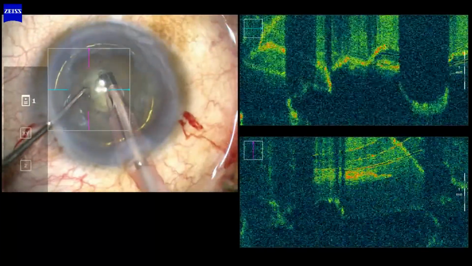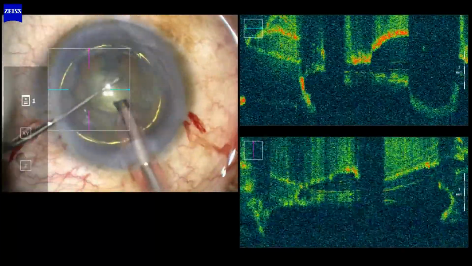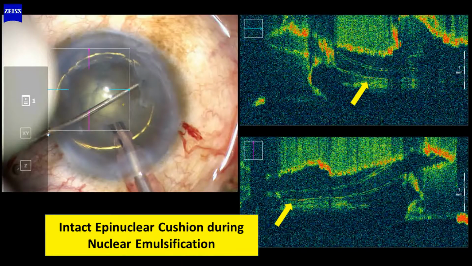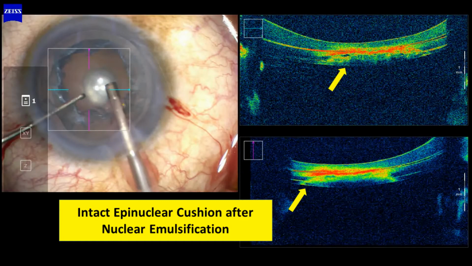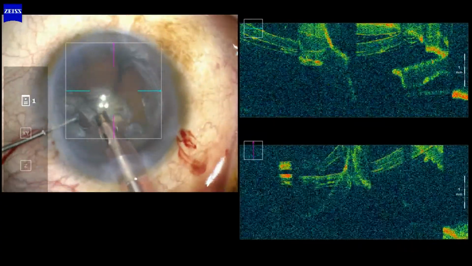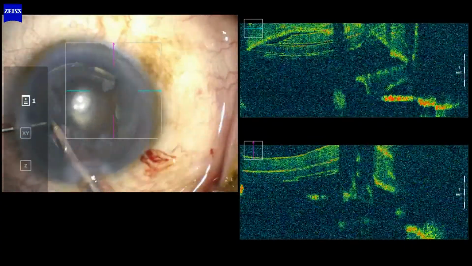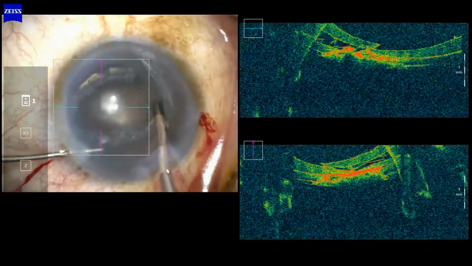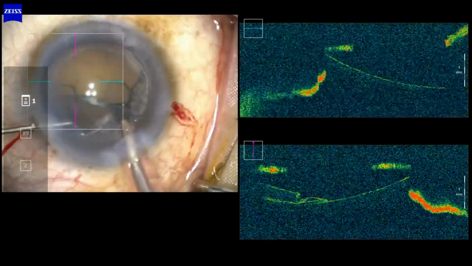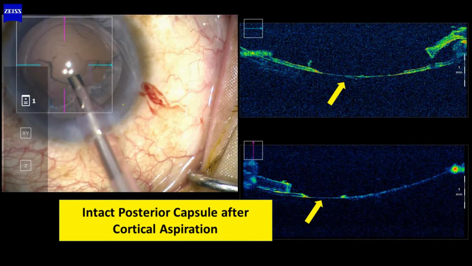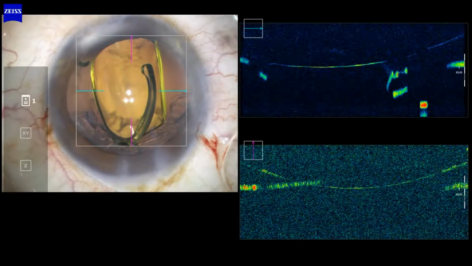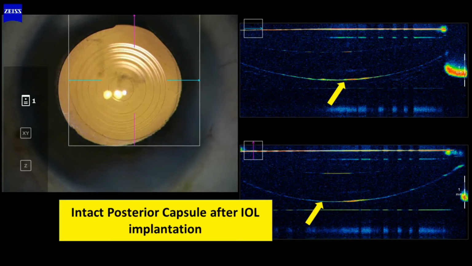The epinuclear cushion was maintained throughout the nuclear emulsification in all cases, and an intact PC was visualized at all steps of surgery. The cortical matter was gently peeled off from the posterior capsule, starting from the periphery towards the center, with the central posterior polar opacity complex being removed at the last. No case with type 1 posterior polar cataract developed an intraoperative posterior capsular defect, and an IOL was implanted in the bag in all cases.